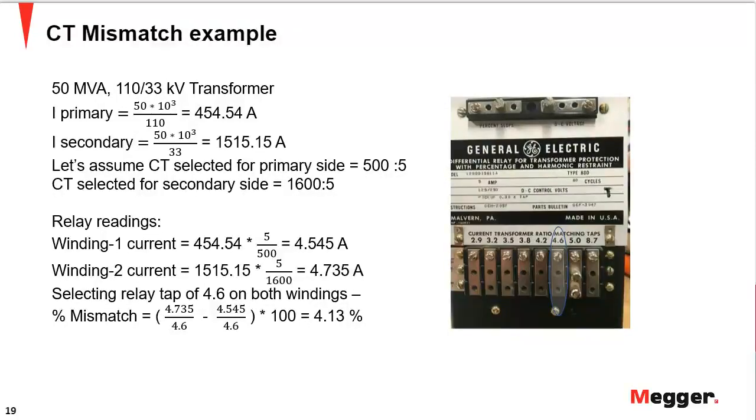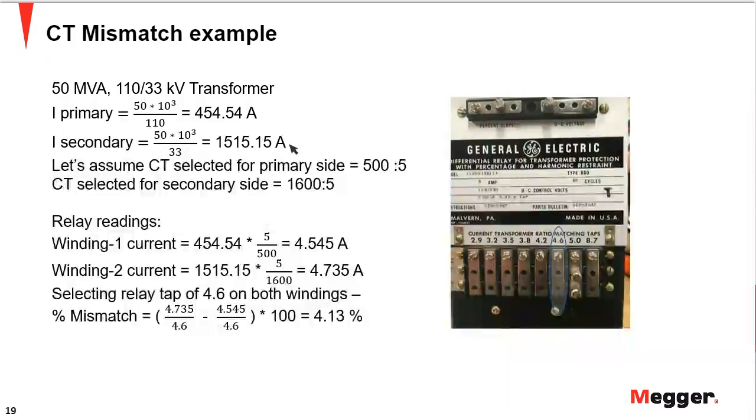So the first one is the CT mismatch example. What I have here is a 50 MVA transformer. I have 110 kV on the primary, 33 kV on the secondary voltage. Then when we calculate the primary current, we get 454 amps. And we calculate the secondary FLA, it's 1,515 amps.